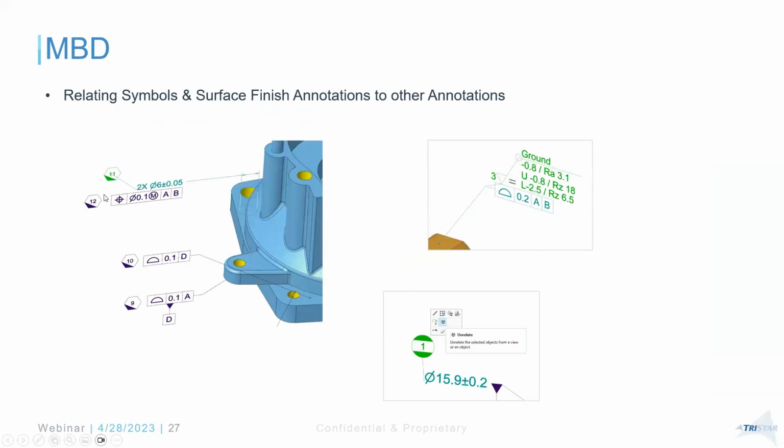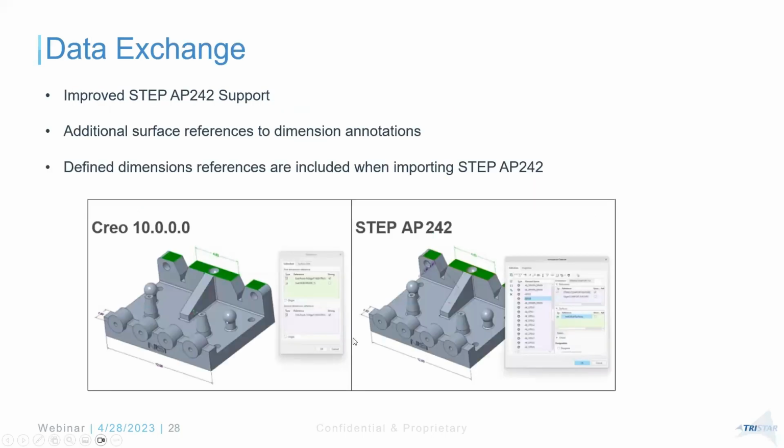Some improvements in MBD where you can relate symbols and other annotations. You can create an offset, and you can relate and unrelate them so they move along with other annotations. On data exchange, when you export a STEP AP242, which was there before, it used to miss those additional references for dimensioning. Now both for export and import, it should handle that pretty well.